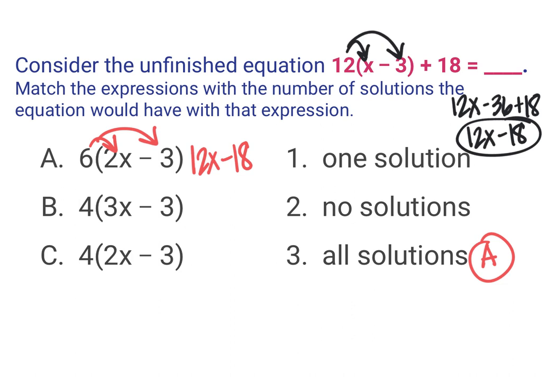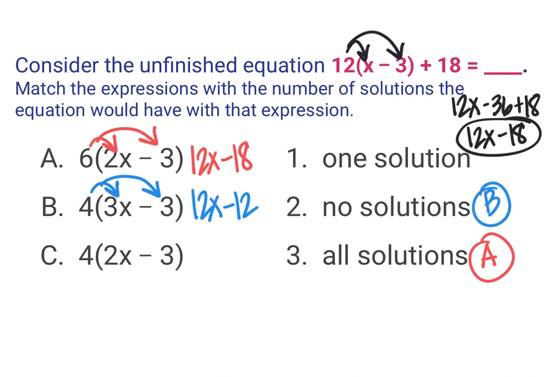Now let's look at B. Again, we're going to distribute. When we distribute, we now have 12x minus 12. Our number of x's are the same because we have 12x on the left and 12x on the right. However, the number that we're subtracting is different. We talked about this in a previous lesson. When the variable term, or the coefficient of x, is the same, but we're adding or subtracting two different numbers, we're going to wind up in a no solutions situation.